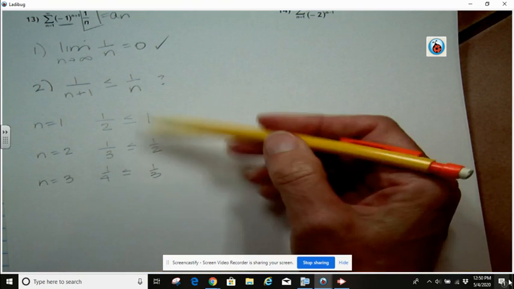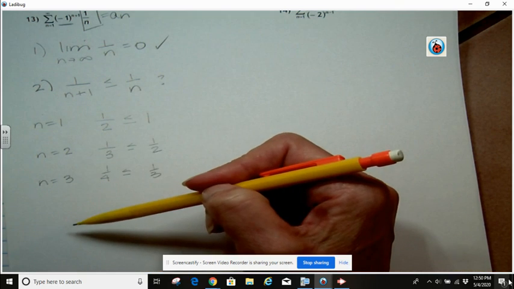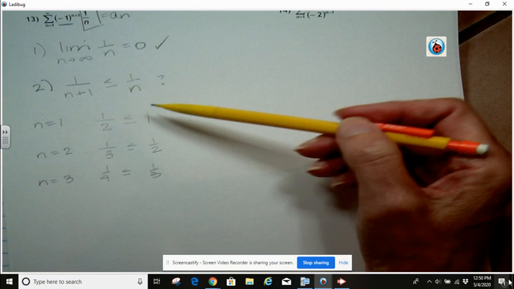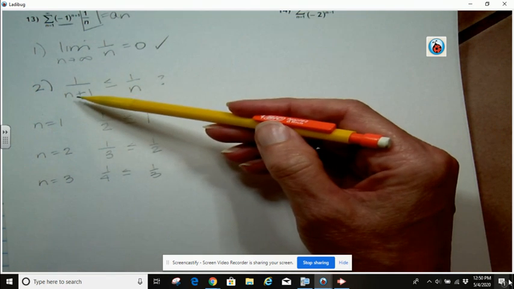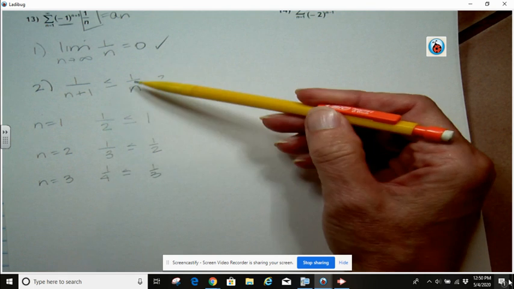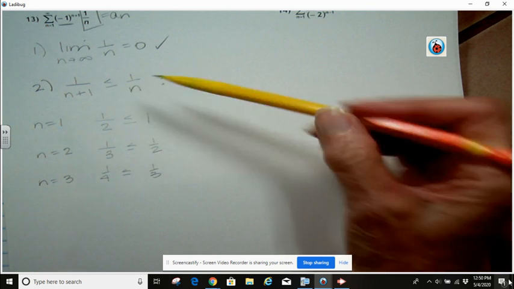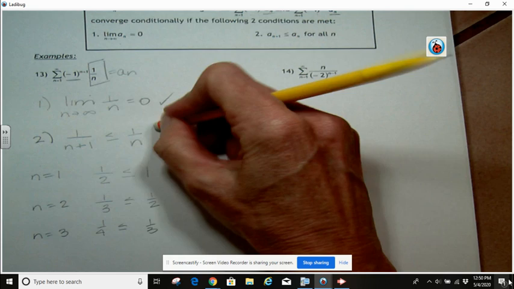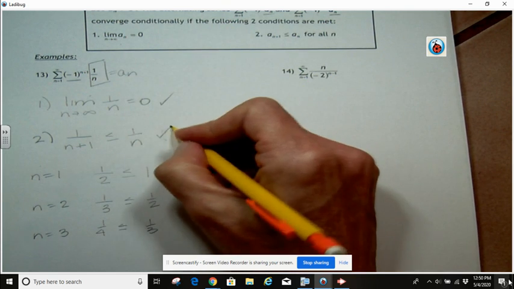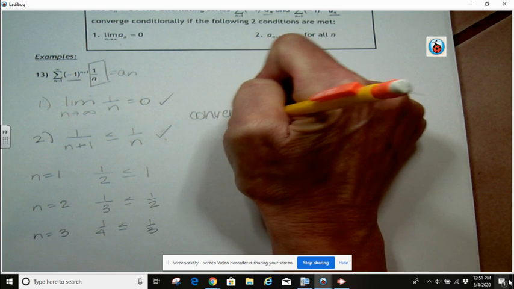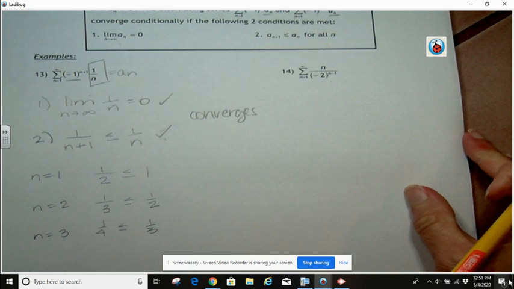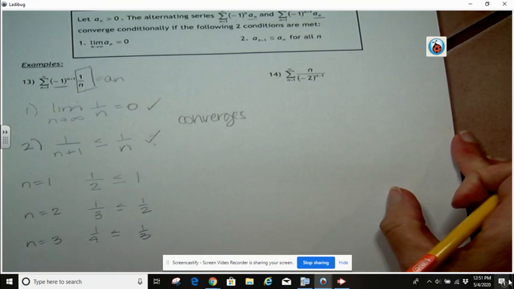So you can see that as we move up with our value of n, every time we're getting a situation where the a sub n plus 1 situation stays less than or equal to the a sub n we were given. So in fact, this condition is met, and if both conditions are met, then you can say it converges. Let's try that with something that's a little more complicated.